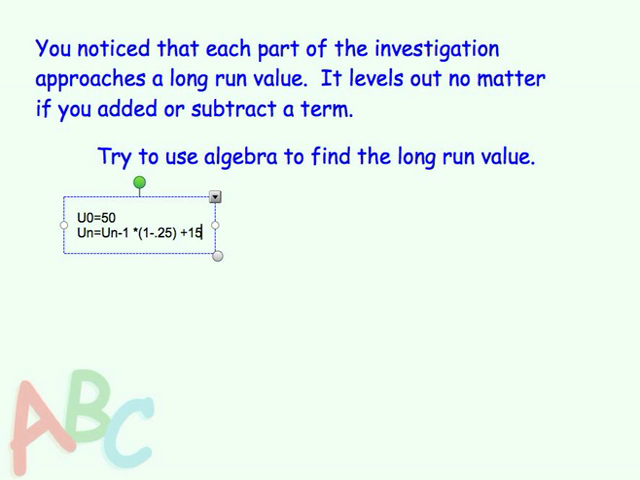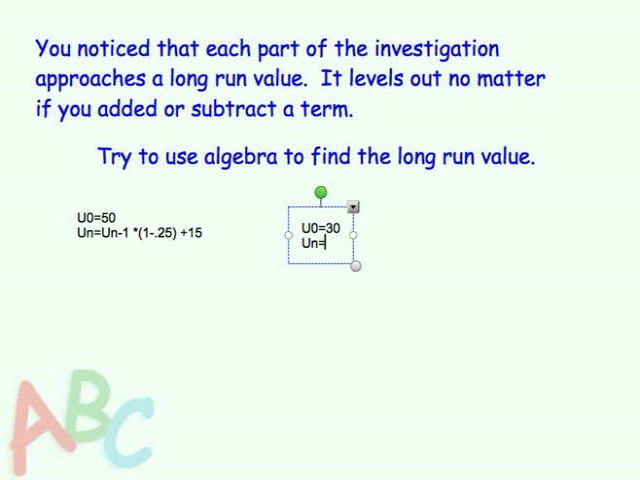All right? Now, for part 6, the keeper begins with 30 Skittles. The taker takes away 25% and the giver gives 15. So the recursive routine essentially is the same: 1 minus 0.25. I'm missing a minus there. And the giver gives 15.